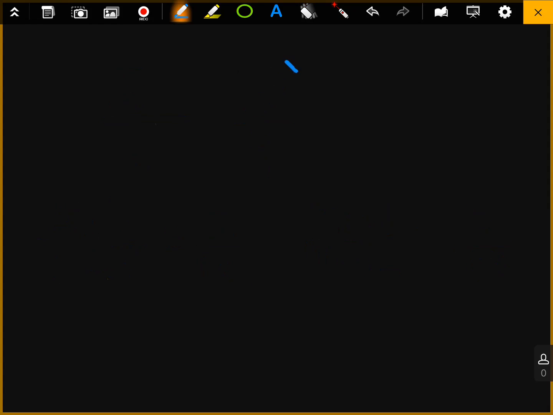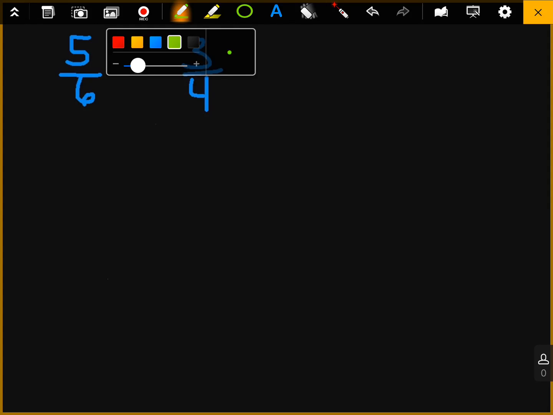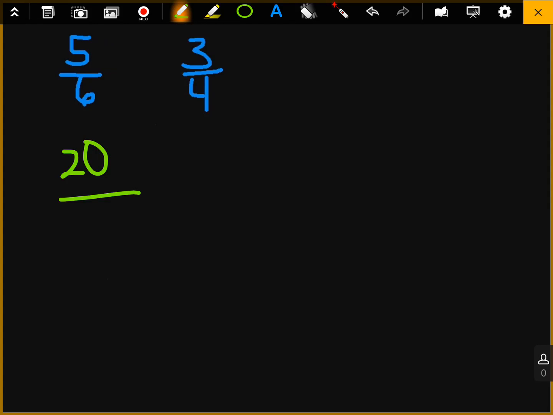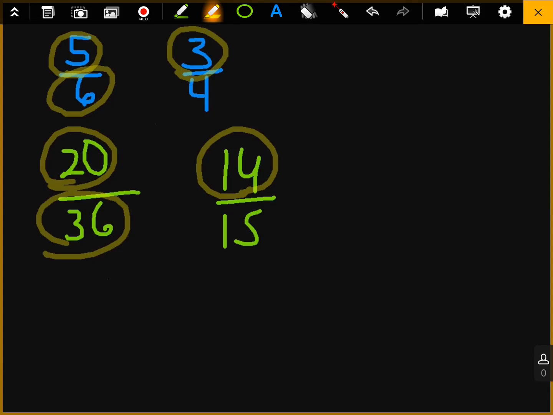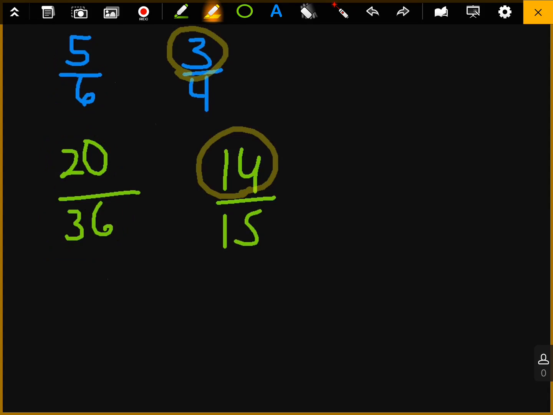Remember, our two fractions are 5 over 6 and 3 over 4. Okay? So looking at B, 20 over 36 and 14 over 15, well, this is definitely not an answer because 14 doesn't go into 3 at all. And even though 20 goes into 5, like 5 times 4 is 20, 6 times 4 would be 24, and we have 36. So it can't be that. It can't be those. So B is definitely not one.